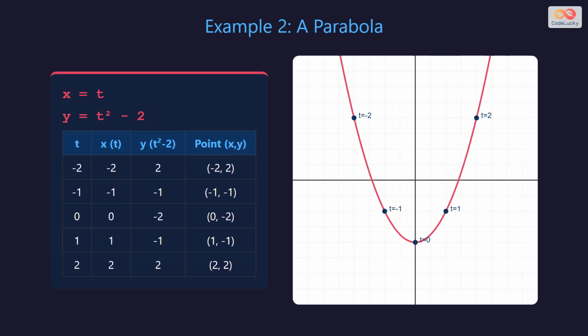To graph these, we can make a table just like usual, but with 3 columns. We choose values for t, plug them into our equations to get x, and then plug them in again to get y. This gives us a coordinate pair x, y to plot on the grid.